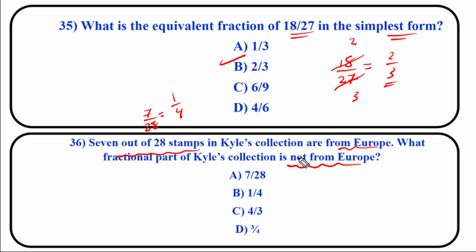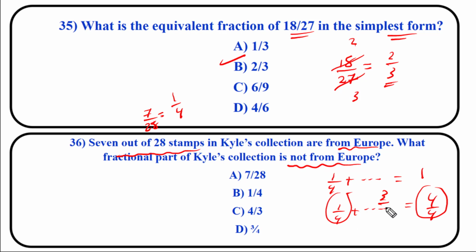We have here two types, from Europe and not from Europe. Now the sum of the two fractions of the two types equals what, guys? Equals 1. Now we have 1 over 4 plus not Europe equals 1. Now 1 over 4 plus what equals 1? We can write 1 as 4 over 4. To find the missing number, we will subtract 4 over 4 minus 1 over 4. Mentally equals what, guys? Equals 3 over 4. So the correct answer here is D.